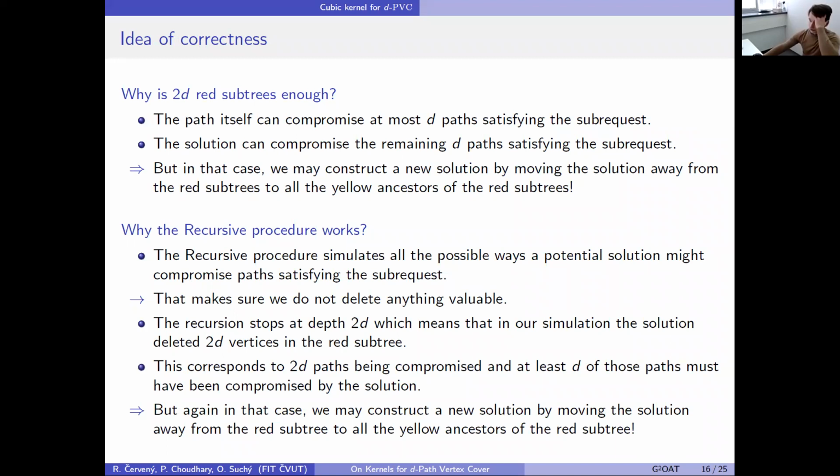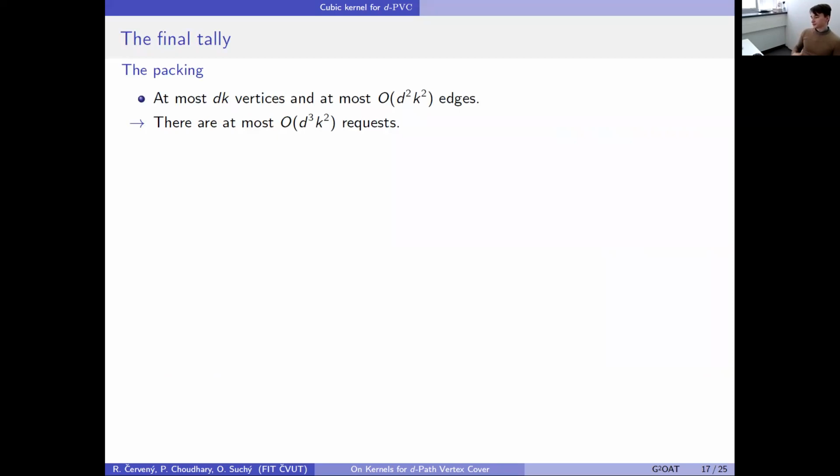I have just joined these two slides together, so we may probably go over this one. And that's the high-level idea of the algorithm. We can now do the final counting of how many vertices and edges we keep. So we start with the packing. As I said, we won't do anything to the packing. So we know that there are at most dk vertices in the packing, which gives rise to only a quadratic number of edges in the packing. But there is also a quadratic number of different requests over the packing. Any pair of vertices in the packing forms a request.